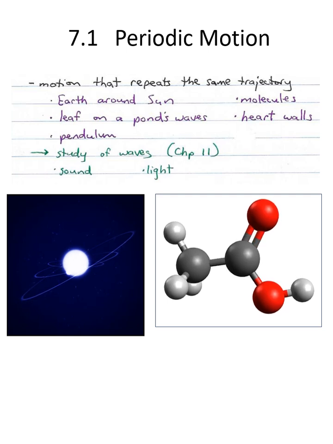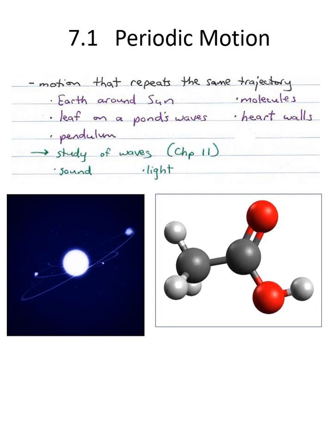Nature and technology provide many examples of periodic motion, motion that repeatedly follows the same trajectory. Uniform circular motion, such as the Earth in orbit around the Sun or the Moon in orbit around the Earth, gives a good example. We can also think of molecules as they vibrate back and forth, or the walls of the heart as they contract and expand.